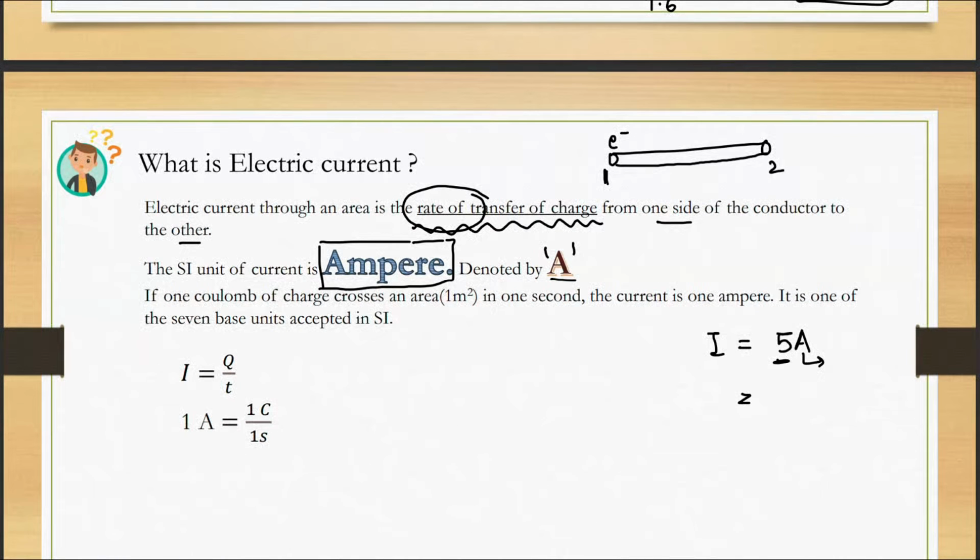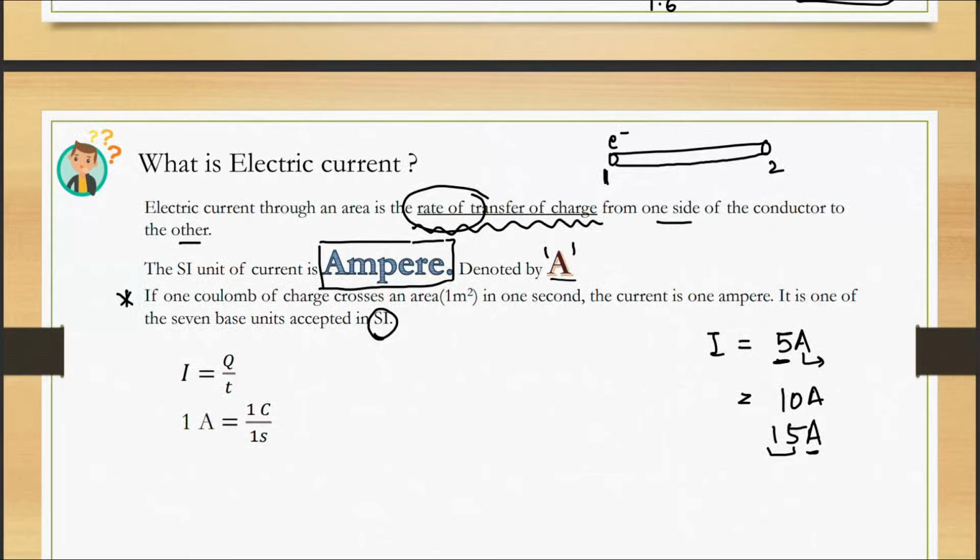Similarly, if I am writing 10 ampere or 15 ampere, that you must have seen in your household circuits also. So 15 is the magnitude of the current and A, the ampere, is the unit, right? It is one of the 7 base units which is accepted in the SI, the System International. So one should know that the SI unit of current is ampere. Okay, the next point is, how can you define 1 ampere?